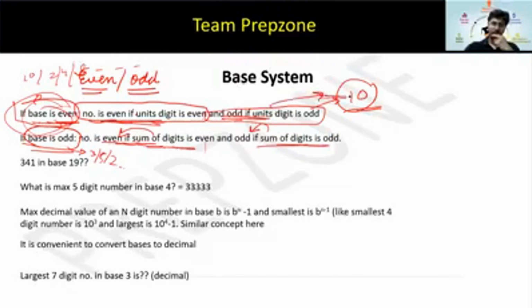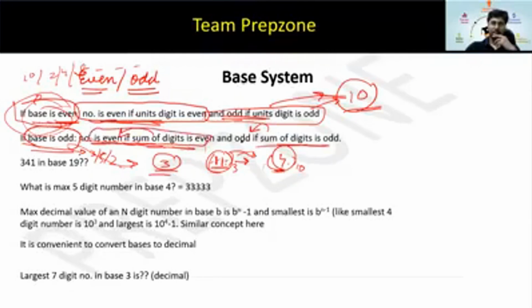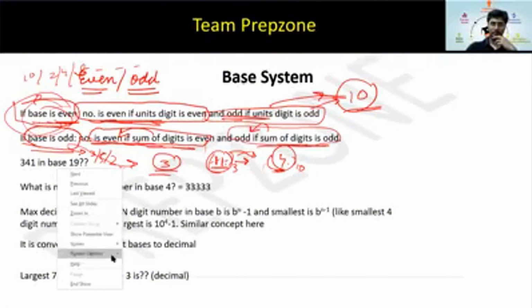You will anyway remember it from base 10. To remember this, let's take base 3. If I write the number 11 in base 3, what is its value in the decimal system? I want to convert it to base 10. This will be 4, right? 1 into 3 to the power 0 plus 1 into 3 to the power 1, which is 4. So 4 is an even number. See, the sum of digits is even. So the number is even if the sum of digits is even, and odd if the sum of digits is odd. That is how you can remember when a number is even or odd.